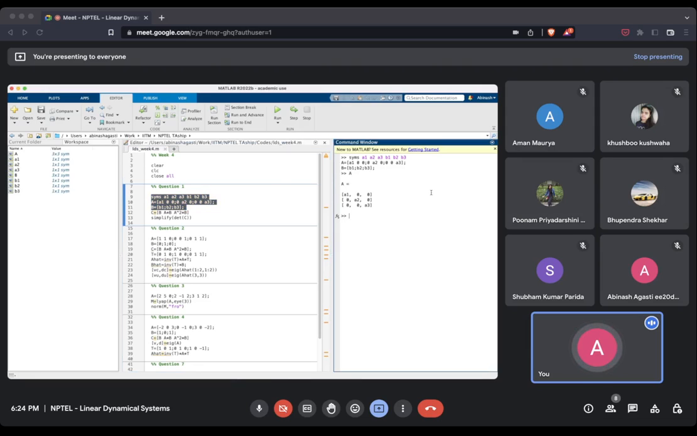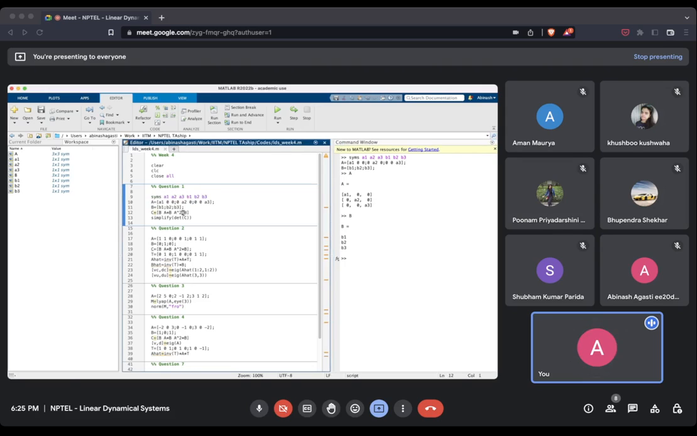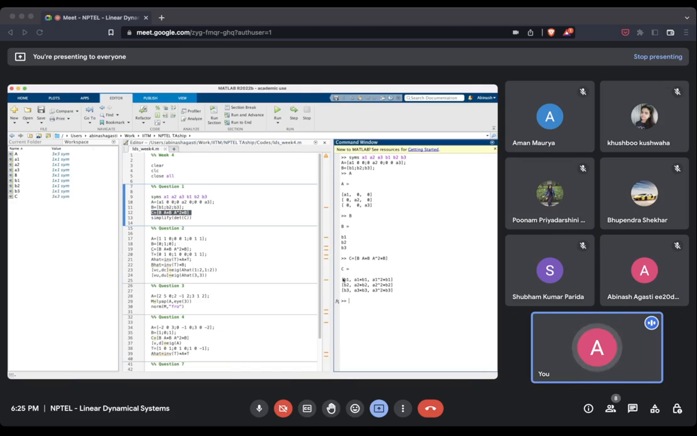So then you have A and B. So now we have A and B as in our question. Then let's find the controllability matrix. So this is the controllability matrix, right? This is what we did while solving the question as well.